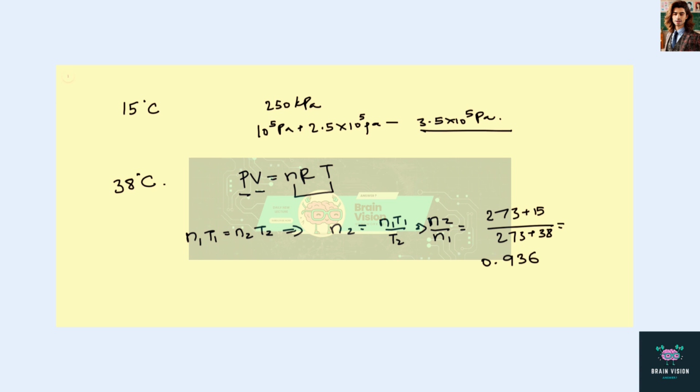0.926, which is equal to 1 minus 0.074. I'm sorry, it was 926. That is, we need to remove this fraction of air from the tire. That is 0.074 fraction, which corresponds to obviously 7.4%.